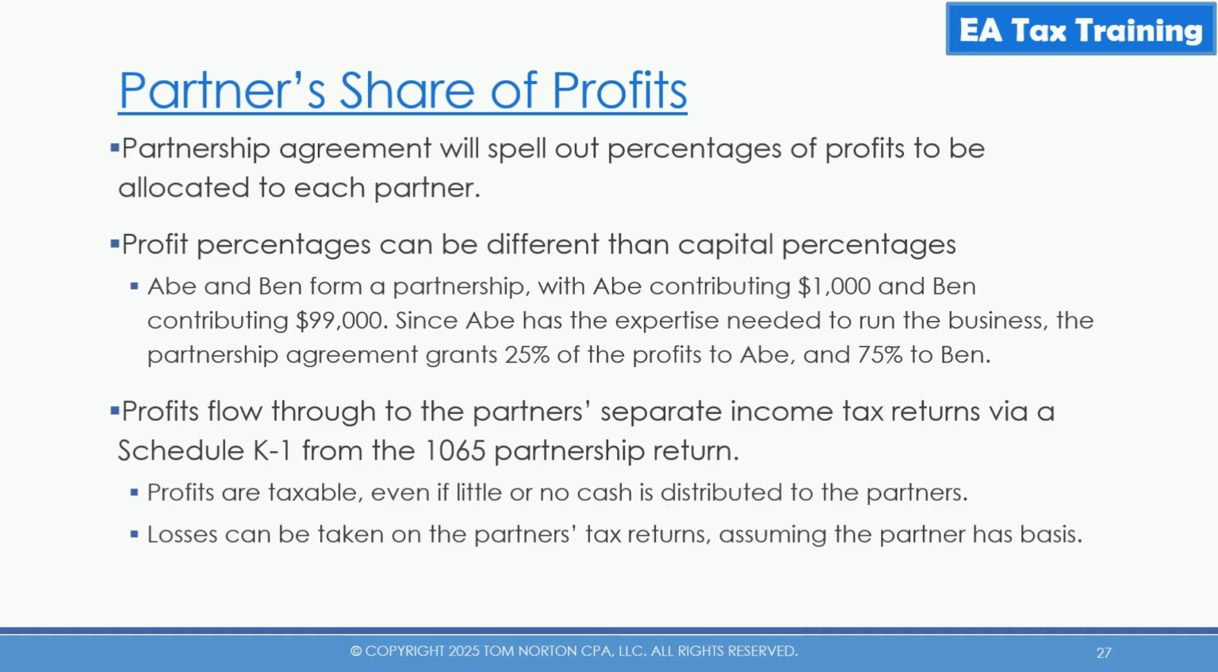In any case, profits will flow through to the partners' separate income tax returns via a Schedule K-1 from the 1065. And remember, the profits are taxable even if no cash is distributed to the partners. So they have to pay tax on the profits that are reported to them on their K-1, even if they didn't get any cash out of the partnership in order to pay the tax on those profits. And then also, if there are losses, the partners can take those losses on their tax returns, assuming that they have basis in the partnership. And we will talk more about that coming up.